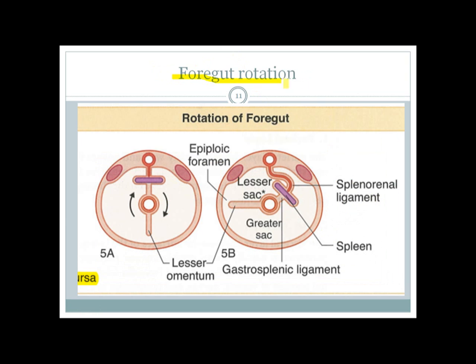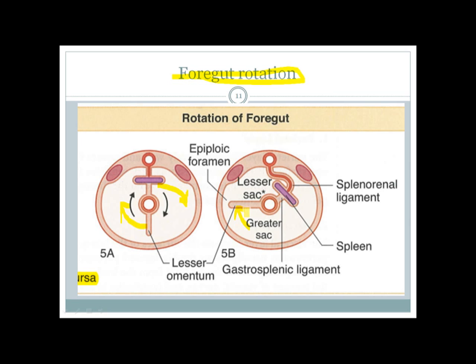So here you can see the rotation of the foregut. The foregut undergoes a 90-degree rotation. So this is the primitive section of the foregut. Here is the lesser omentum, which is the connecting portion between the foregut and the liver. The liver can be seen here, and here you can see the spleen. This is the gastrosplenic ligament, and this foregut will undergo a 90-degree rotation. So the anterior portion will become the right portion, and the posterior portion will become the left portion. So the lesser omentum will go to the right side.